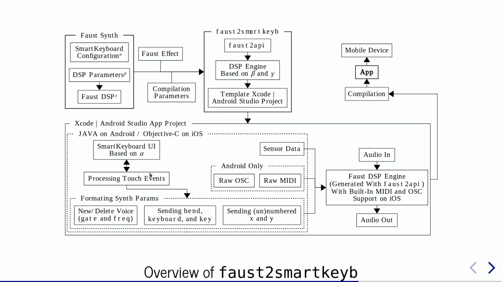The application that you get builds its interface based on the smart keyboard user interface declaration, and then uses the API generated by Faust2API to do voice allocation, add the audio effects, and all these things. It also supports raw OSC and raw MIDI, and then takes that data and maps it to the different parameters that you have in your Faust program.